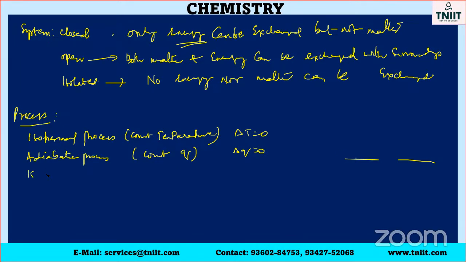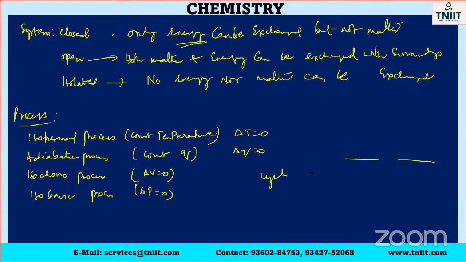Next, we have isochoric process. So isochoric process: iso means same, chor means volume. A process which takes place at constant volume is called an isochoric process. Next, we have isobaric process. In this isobaric process, pressure is maintained constant, or change in pressure is 0. Delta P is equal to 0. A process in which the pressure is maintained constant is called an isobaric process.